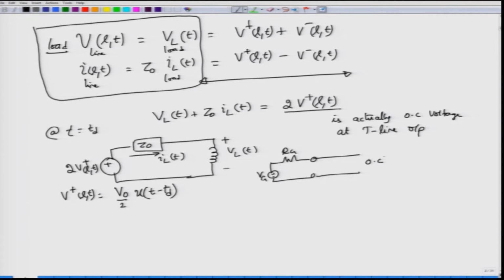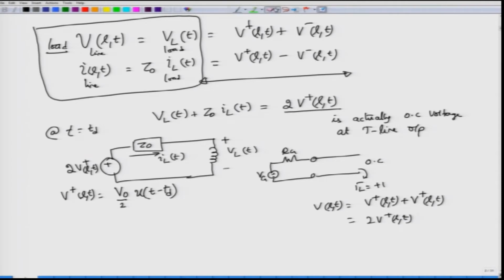If you leave this one open circuit, then clearly gamma L will be equal to plus 1, which implies the total line voltage evaluated at L comma T must be equal to the incident voltage, but because gamma L is plus 1, the reflected voltage will also be the same. So it would be V plus of L comma T, which is equal to 2V plus L comma T, okay.